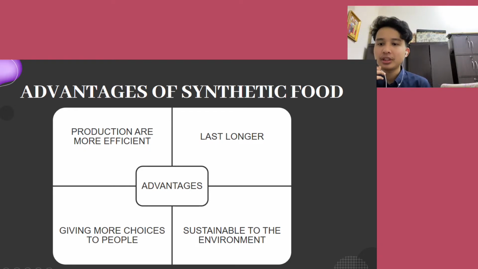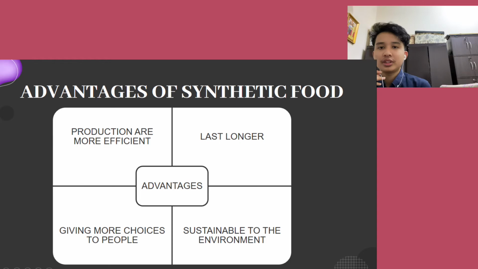Then, synthetic food is sustainable to the environment. It is an appealing innovation with highly uncertain potential to reduce greenhouse gas emissions and enable more sustainable use of natural resources. Lastly, synthetic food is known for lasting longer since a lot of preservative is added for it to stay longer.